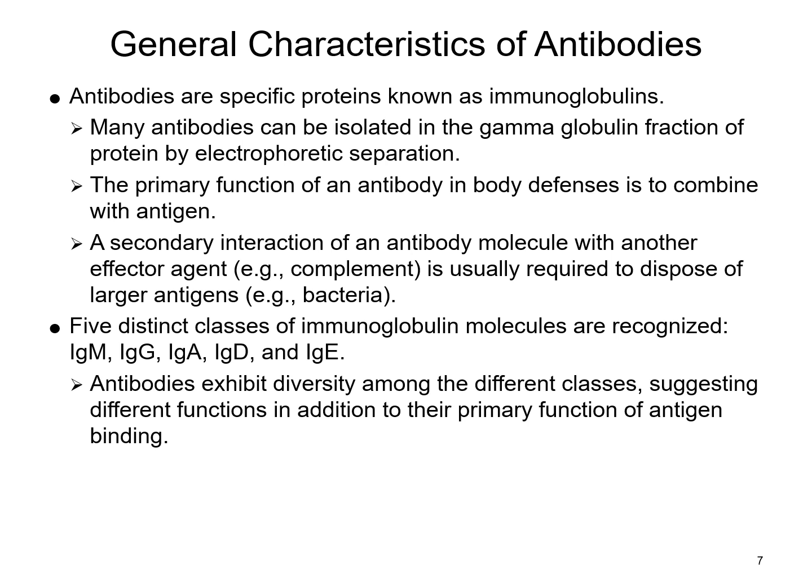The primary function of an antibody in the body's defense is to combine with the antigen, which may be enough to neutralize the bacterial toxins or some of the viruses. A secondary interaction of an antibody molecule with another effector agent, something like complement, is usually required in order to dispose of the large antigens like bacteria. When we determine the Ig concentration, it can be very diagnostic for various infections and autoimmune diseases.